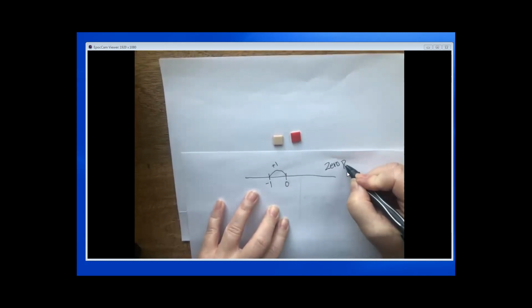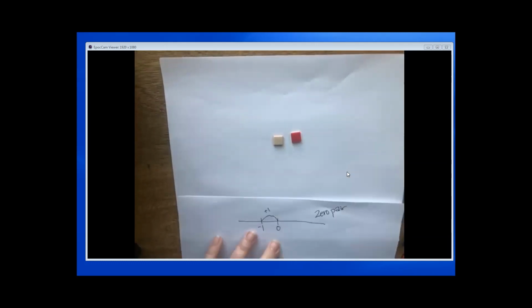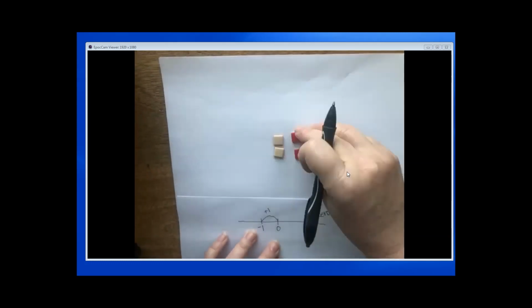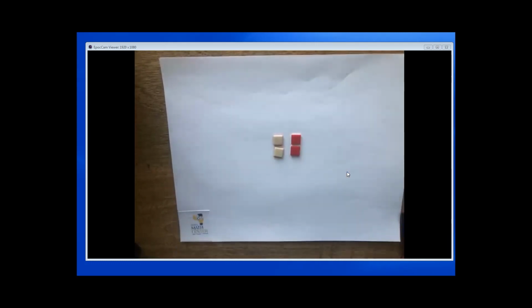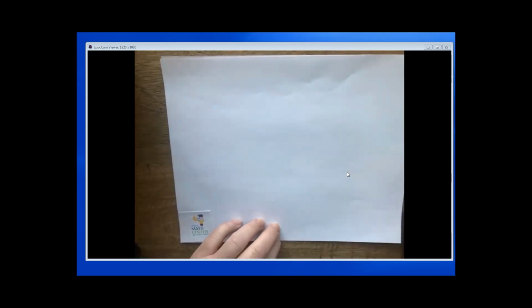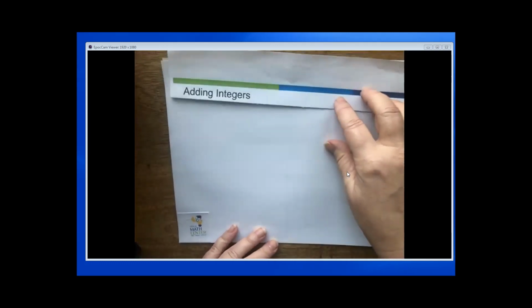If I have 2, and I have the opposite of 2, this all equals 0. Okay, so keep that in mind because we're going to be using these 0 pairs quite a bit. So let's look at adding some integers. We're going to start very simply here.